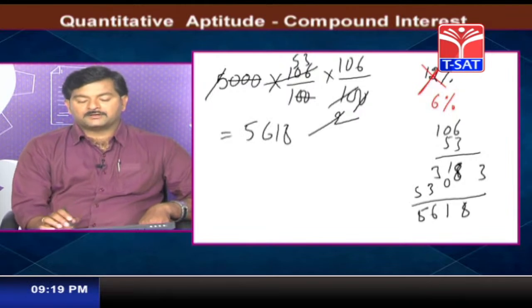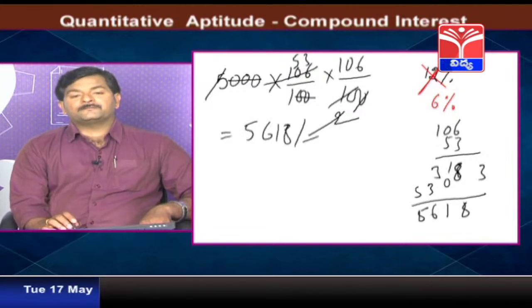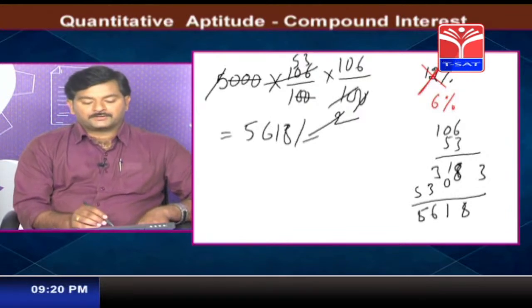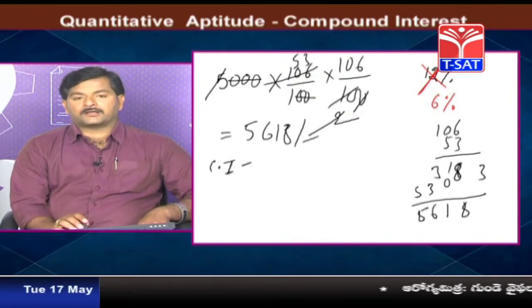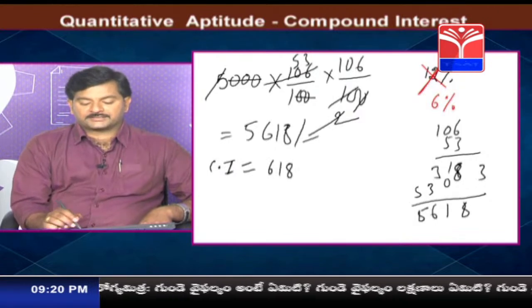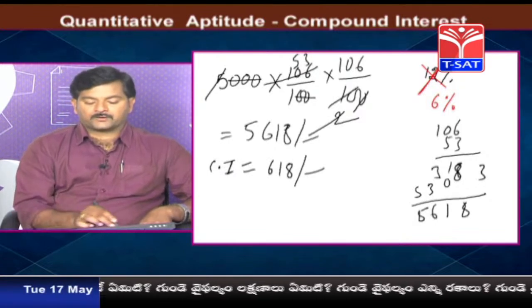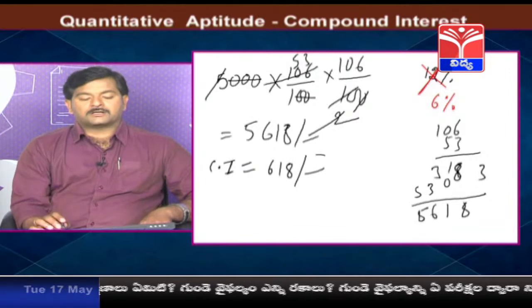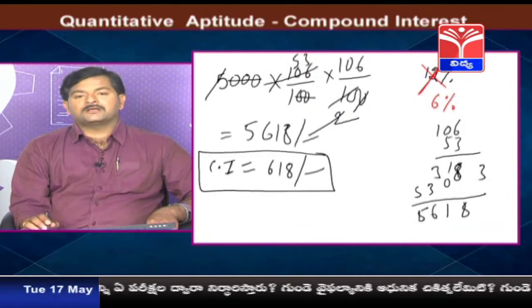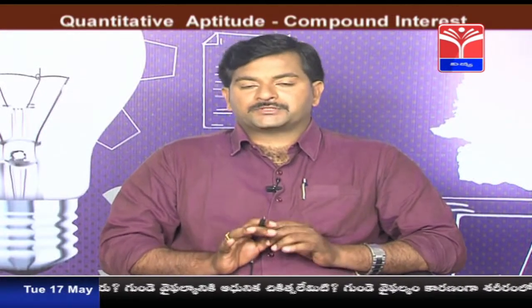So what am I getting here? 5,618 rupees. But what did he ask you to find? He asked you to find only compound interest. So we require only compound interest, not the amount. Hence the answer I am getting is 618 rupees. I hope you understood. Answer is equal to 618 rupees.